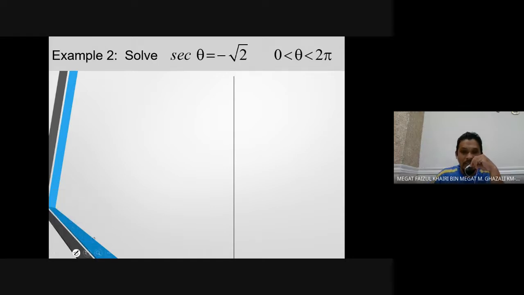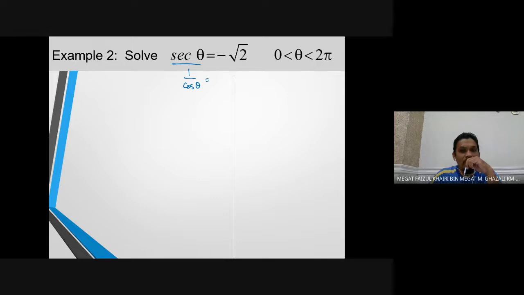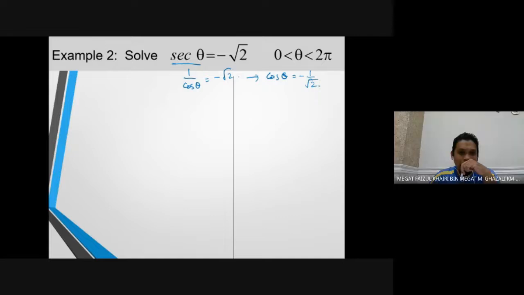Okay, now guys, girls, what about this? Secant is 1 over cos. So 1 over cos theta equal to negative square root of 2, then cos theta equal to negative 1 over square root of 2. Okay, good. Now, cos theta equal to negative 1 over square root of 2.